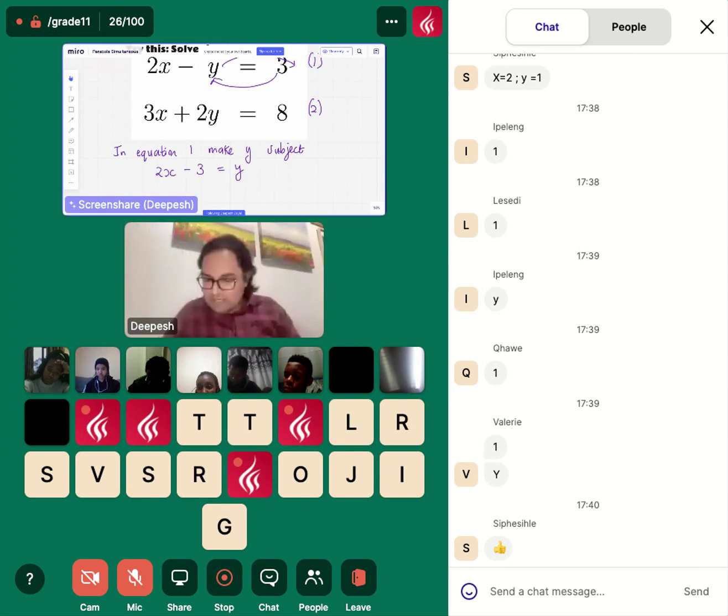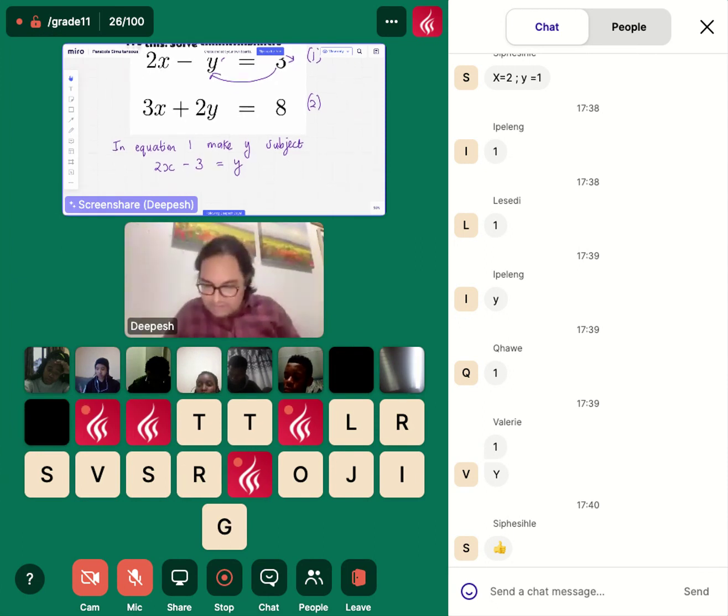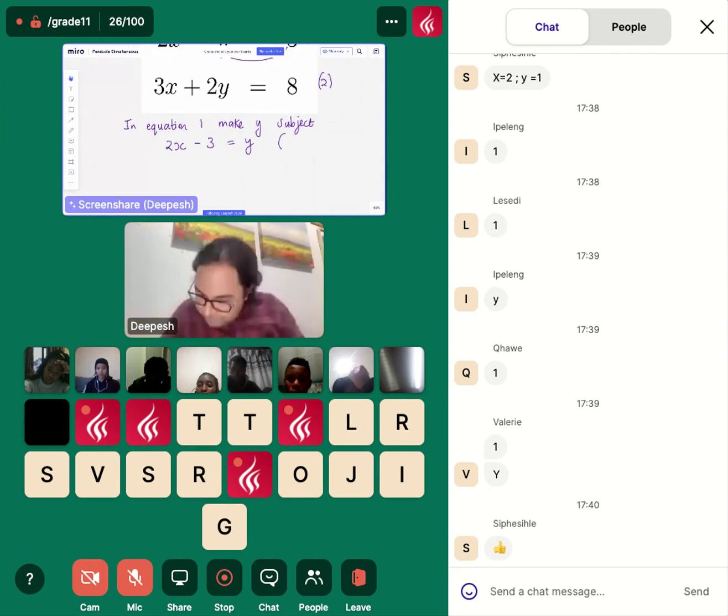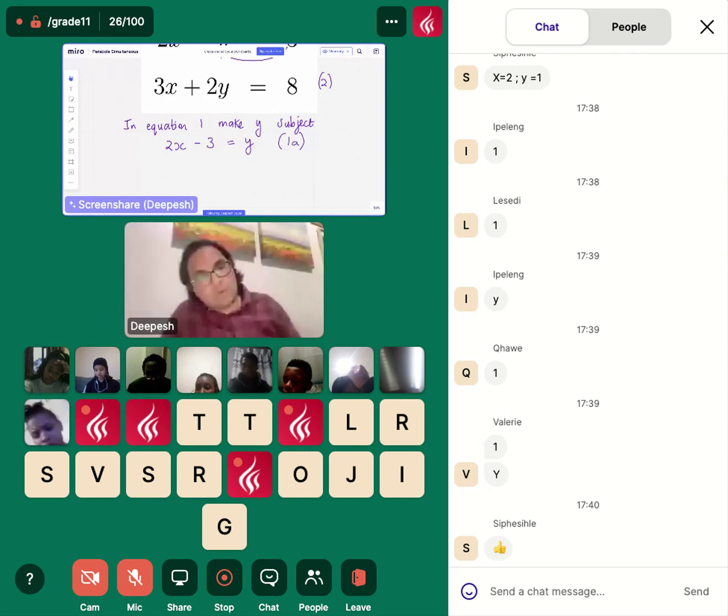I can label this. I can call it 1a if I want. I think that would be nice. So let's label it equation 1a. You may have done it differently. You can even call it 3 if you want, but I'll call it 1a because it comes from 1.